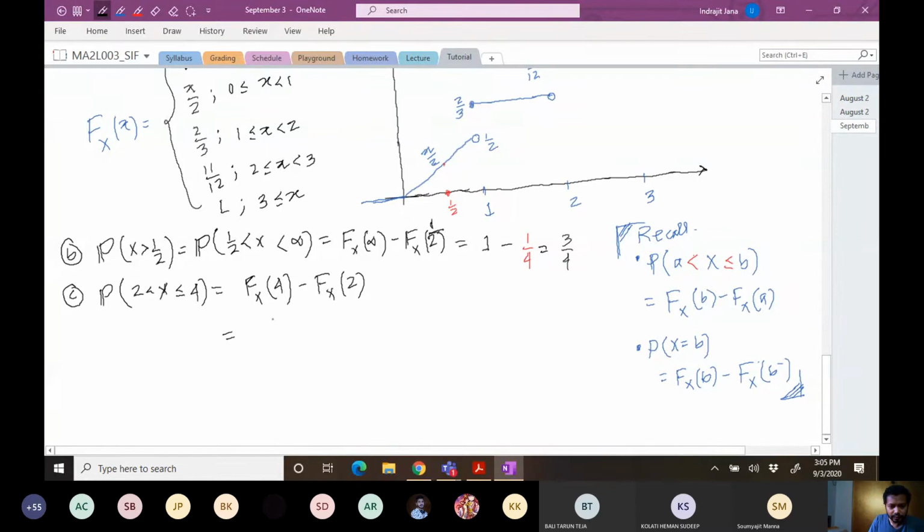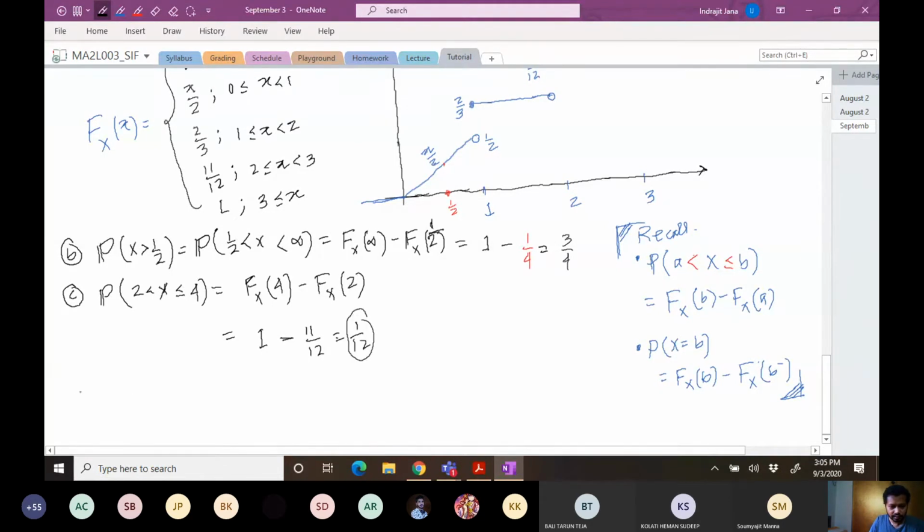So F_X(4), what is F_X(4)? F_X(4) is 1 because whenever x is bigger than 3, it is 1. So F_X(4) is 1 minus F_X of 2. What is F_X of 2? When x is equal to 2, it is 11 over 12. So F_X at 2 is 11 over 12, which gives 1 over 12.